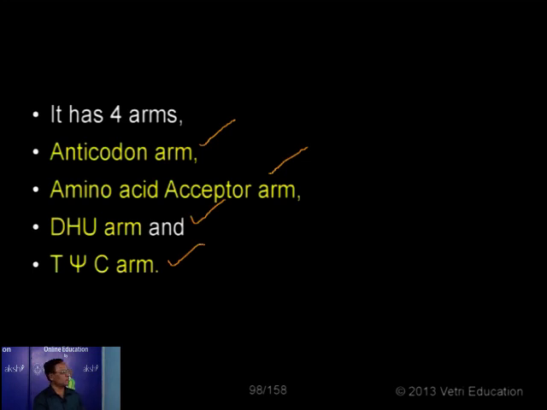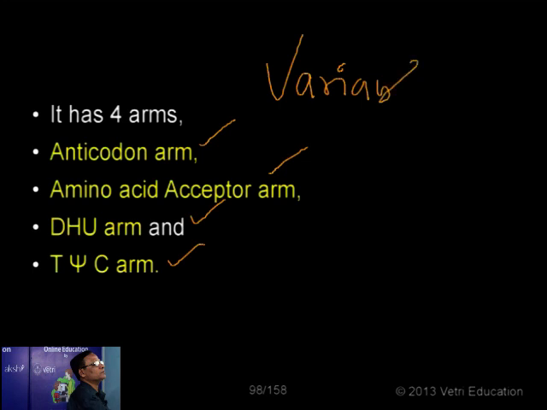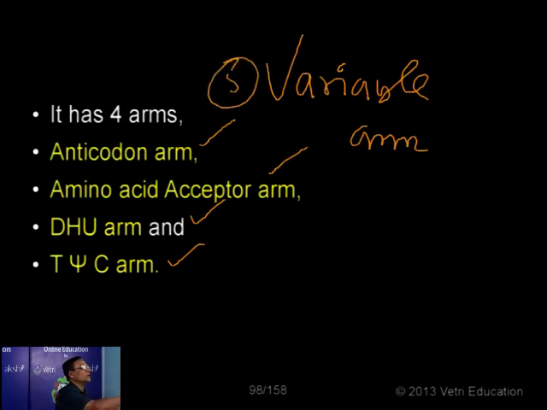In some cases, in addition to these 4 arms, there is another arm present, called the variable arm. So there are 4 arms because of 3 foldings. The number of folds is 3, the number of arms is 4. But in some cases we have an extra arm, the variable arm. It is not present in all cases, only in rare instances, so we have to include this variable arm also. Now let's go to the different arms in the structure.